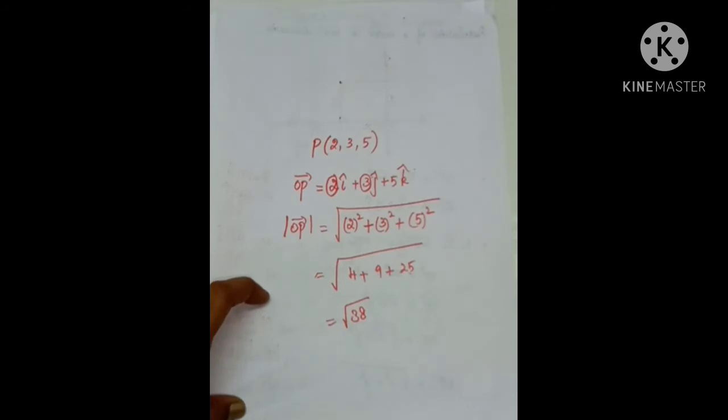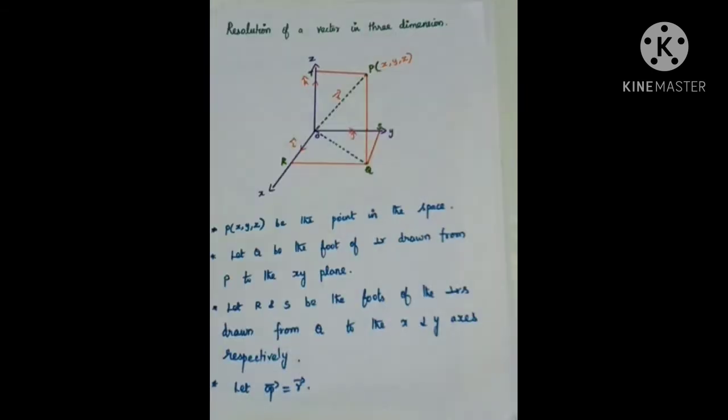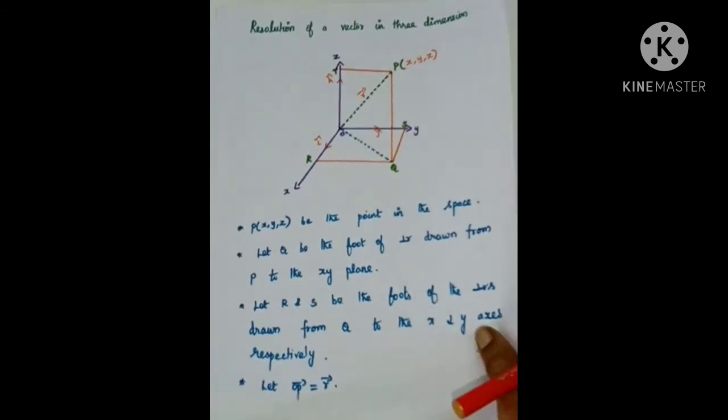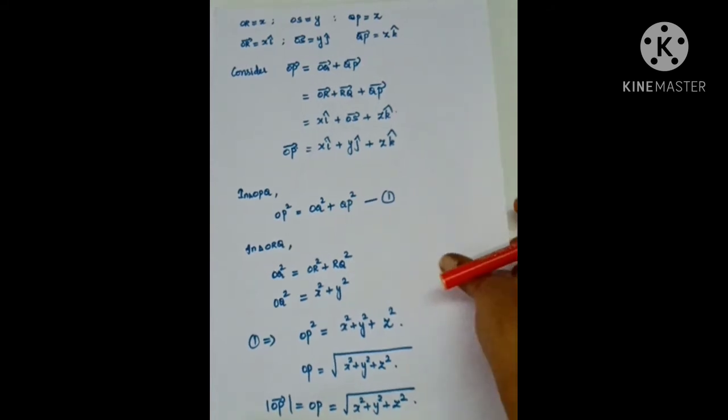So from this result, if you have points, you can write the position vector of the points, and then you can find the magnitude of that vector. So that is the resolution of a vector in 2 dimensions as well as 3 dimensions that we have seen.